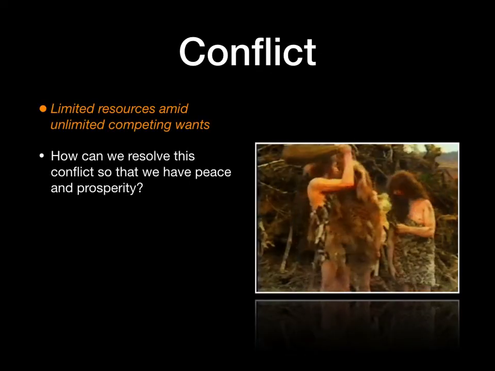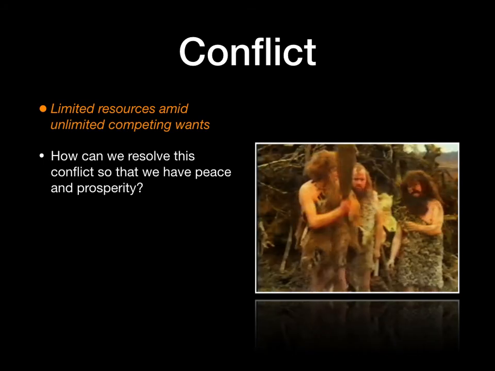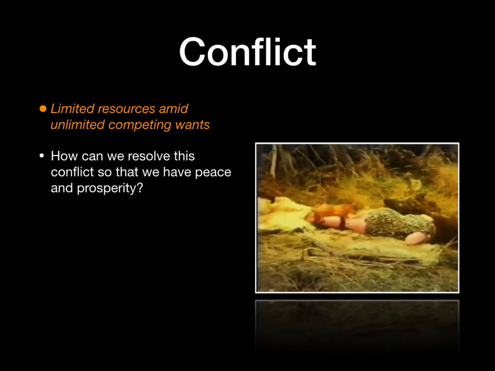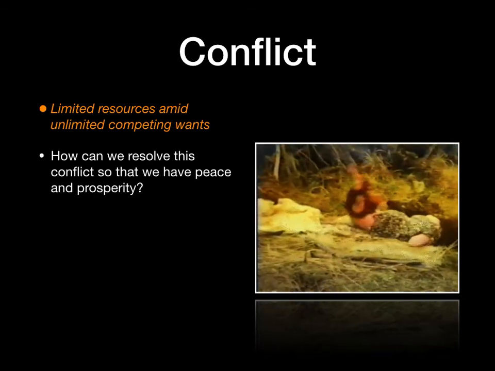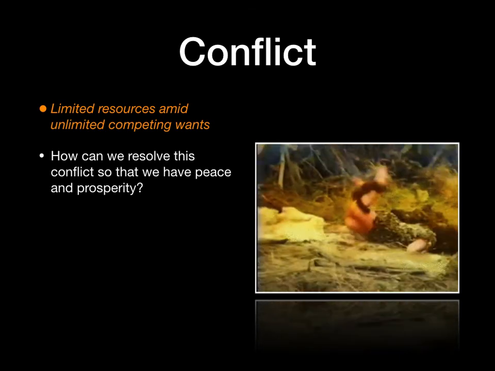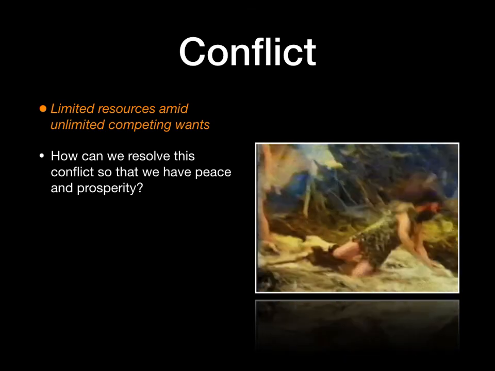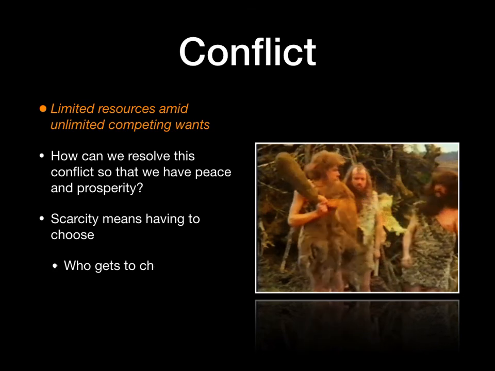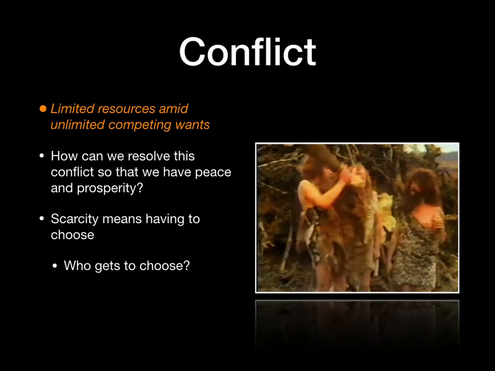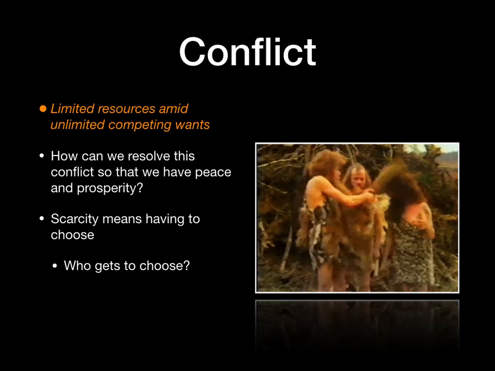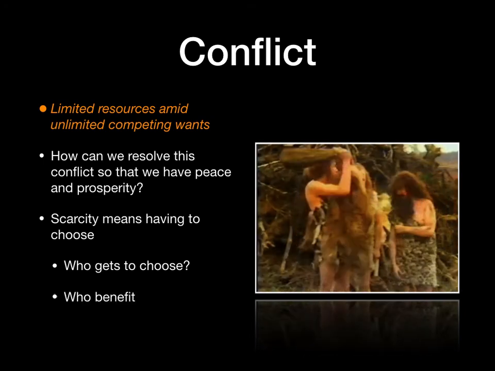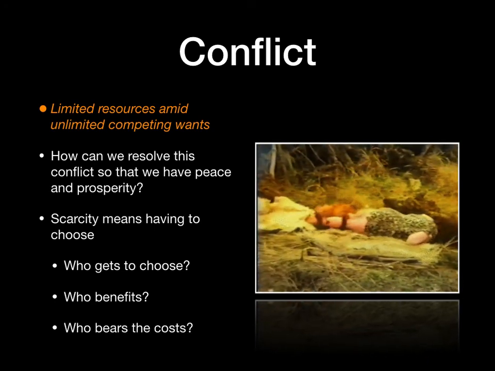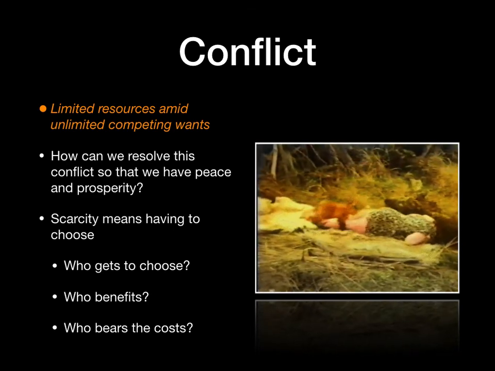So the problem, like I said, is limited resources with unlimited competing wants. We want it all, and yet there's not enough to go around. So how do we resolve this conflict? How can we come together to live in a peaceful and prosperous world with the reality that resources are limited and we have unlimited competing wants? So scarcity means having to choose. And who gets to do the choosing? How do we choose who gets to have your car or that land? How do we do that? And who benefits? Who's the party who benefits and who's the party or parties who bear the costs? And these are the things we must overcome.